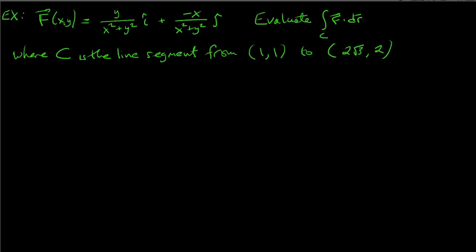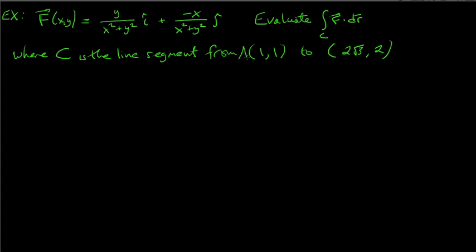Okay, so we're given a vector field, right? y over x squared plus y squared times i plus negative x over x squared plus y squared times j. So it's a vector field in a plane again. We want to evaluate the line integral over the curve C. C is just a line segment from (1, 1) to (2 square root of 3, 2). So again, we're just going from point A to point B here.